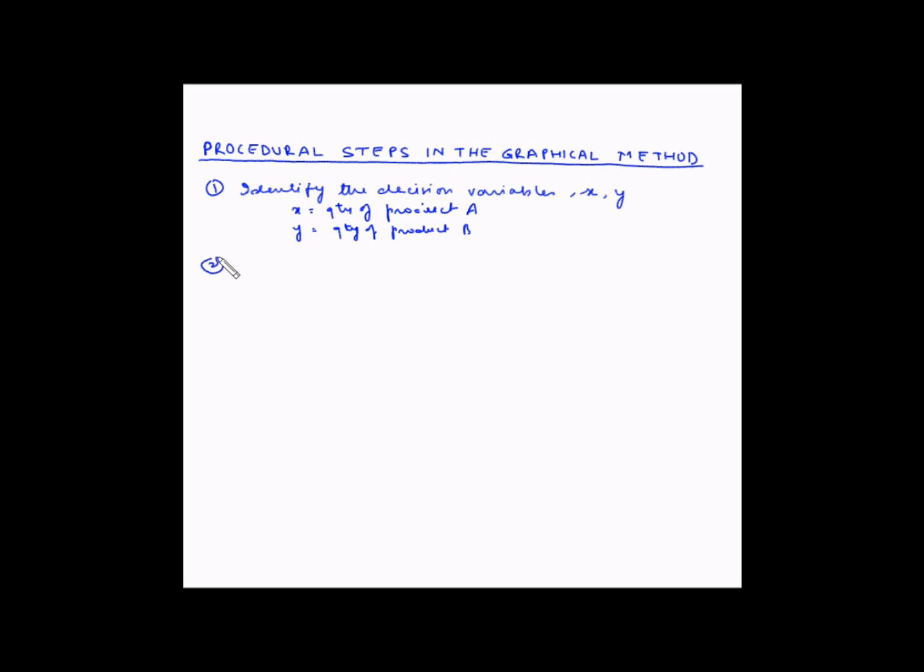The second step is to set up the equation of the objective function. Now the objective function could be either minimization or maximization.